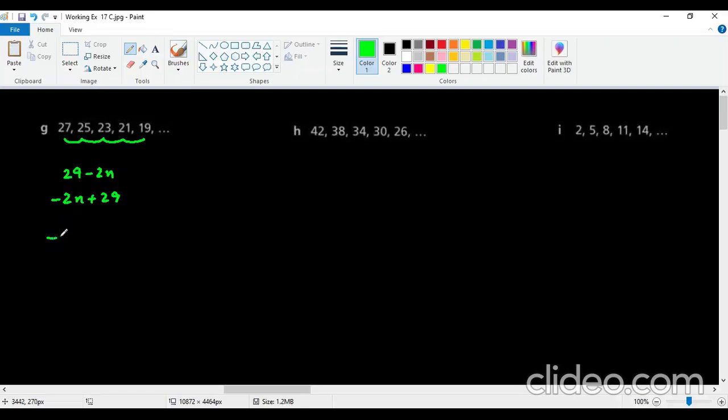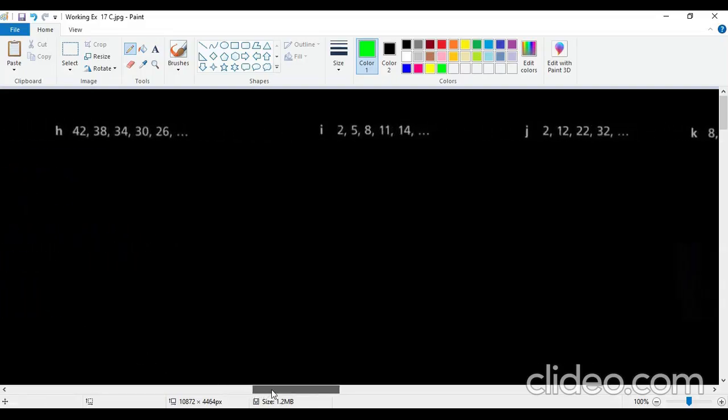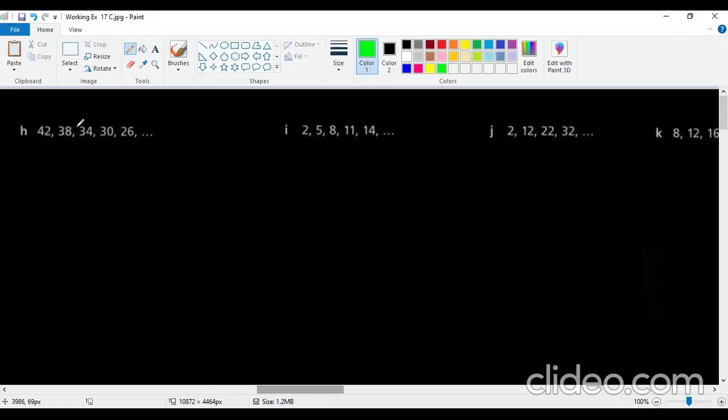Now here we need to find the sixth term. So negative 2 times 6 plus 29. This is going to be negative 12 plus 29, which is 17. The next term is negative 2 times 7 plus 29, so negative 14 plus 29. The next term is going to be 15. These are the next two terms. With this exercise, we are learning how to find the term rule.